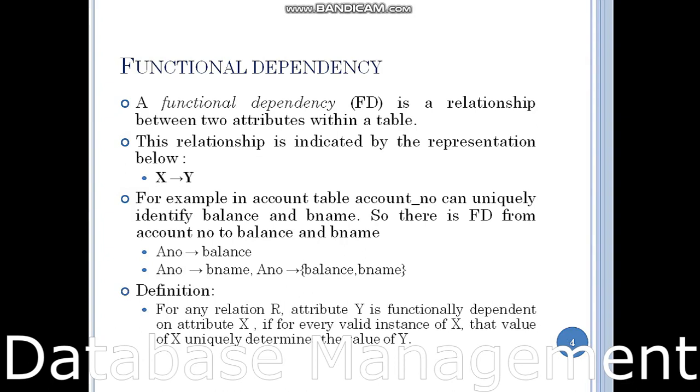Definition. For any relation R, attribute y is functionally dependent on attribute x if for every valid instance of x, that value of x determines the value of y. If we try to understand from an example, say account number is x, balance is y. Now if I know the account number, I can easily know the balance. So I can say that balance is functionally dependent on account number.